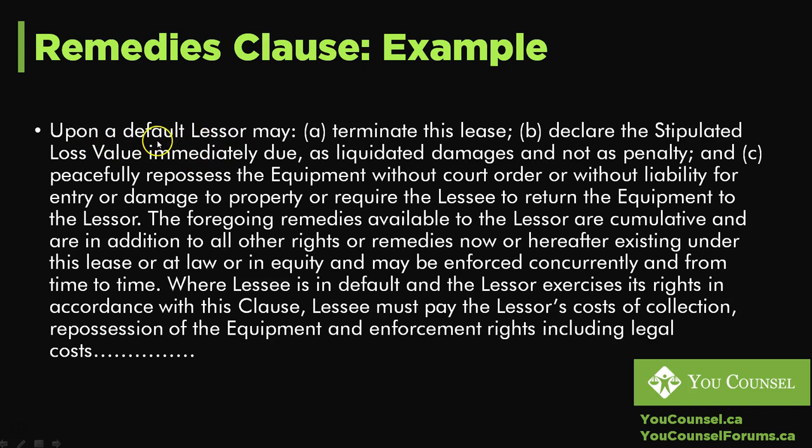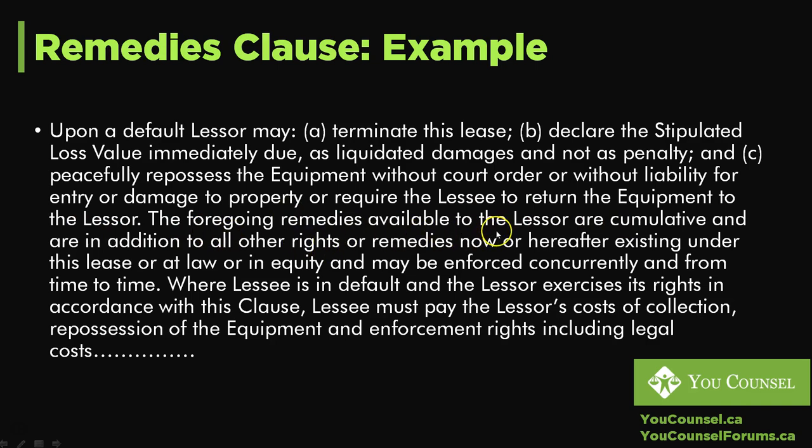Upon a default, one example being when you're unable to make payment, the lessor, which is the leasing company, may, number one, terminate the lease. Number two, declare the stipulated loss value immediately due, and we'll talk about what that stipulated loss value is, as liquidated damages, and not as a penalty, so it cannot be unconscionable or excessive. And three, peacefully repossess the equipment without court order or without liability for entry or damage to property, or require the lessee to return the equipment to the lessor.